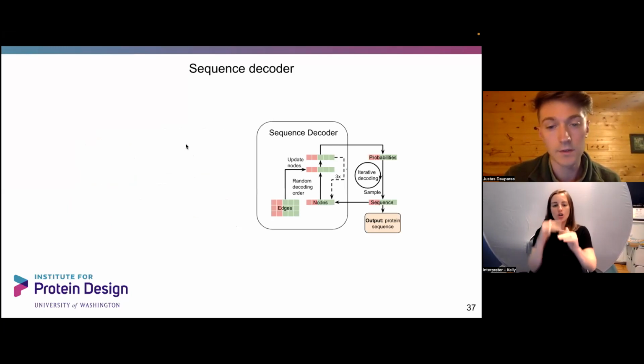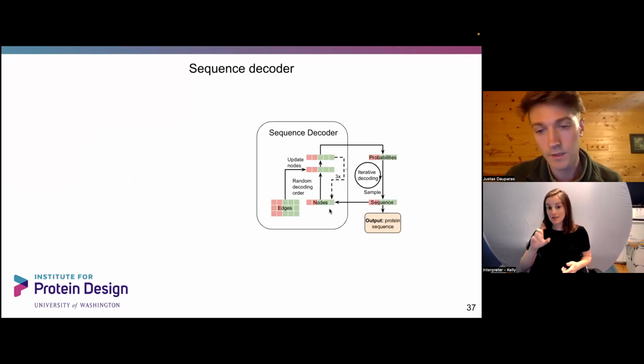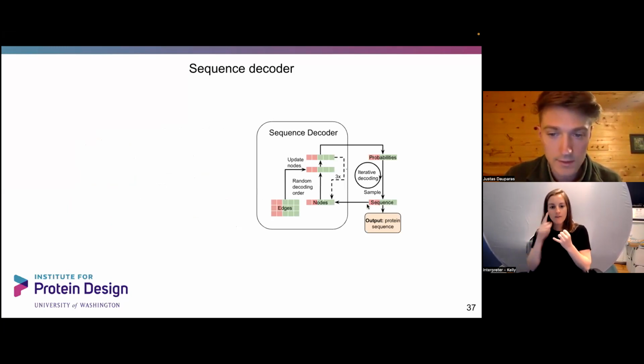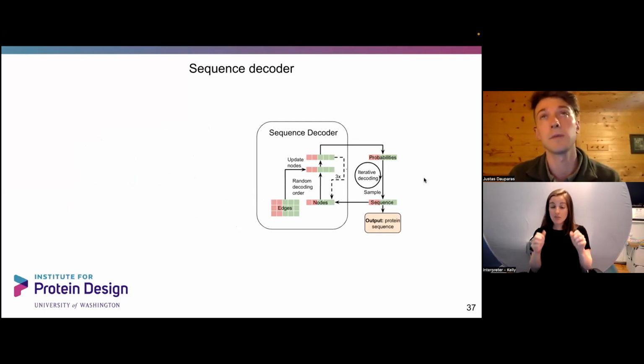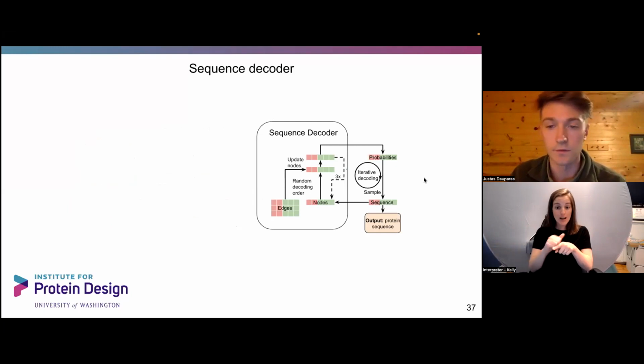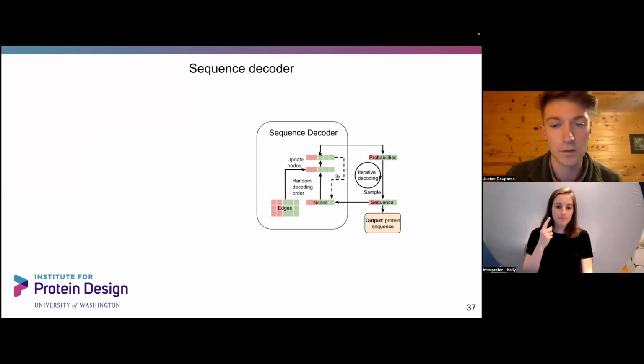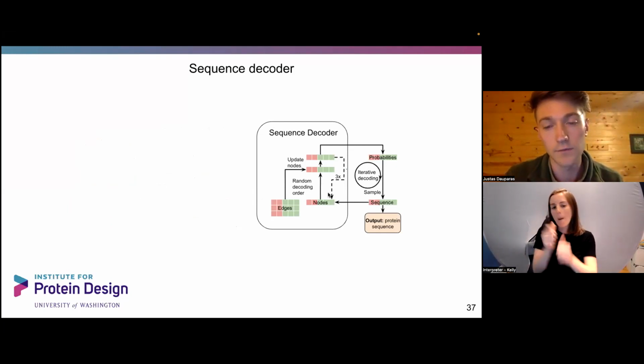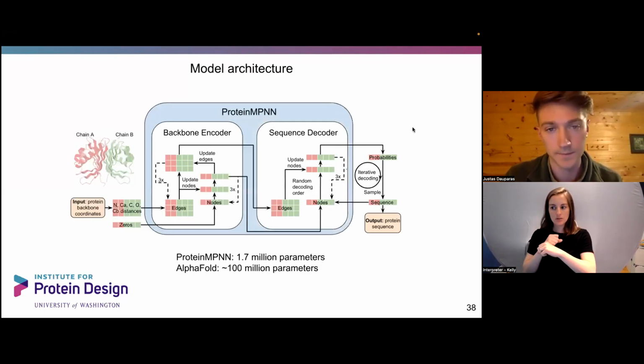And then the decoder takes the final encoded edges and nodes and also adds the sequence into the nodes, the one that was already decoded, to produce probabilities from which can be sampled. During training, we're not sampling, we're using teacher forcing to just run all the decoder in one pass. But during the inference, we can sample one at a time and run the decoder multiple times.